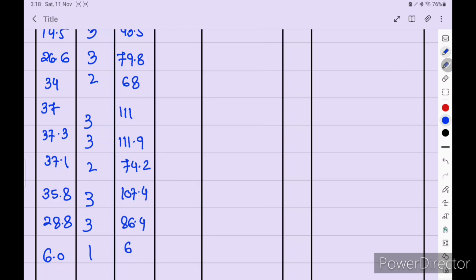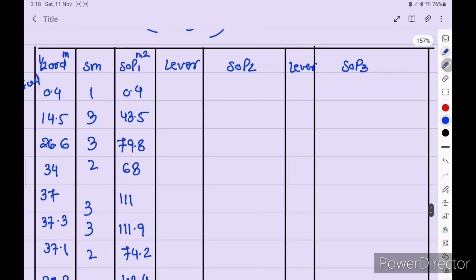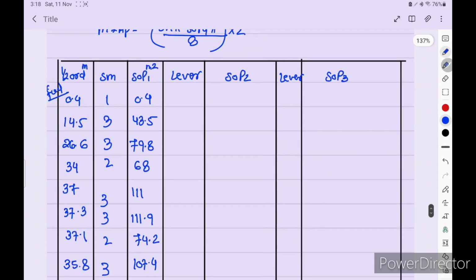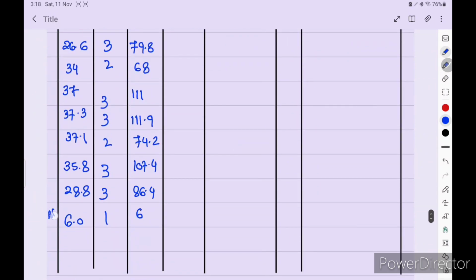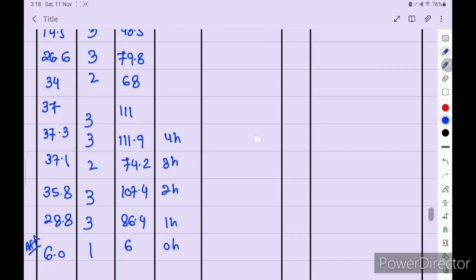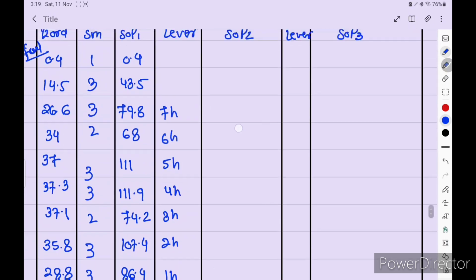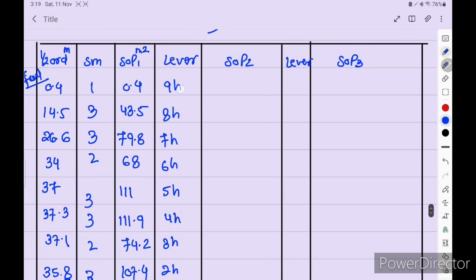Since the half ordinates are given from forward, we need the longitudinal with respect to aft perpendicular. So aft means it's coming forward here. This is forward and this is aft. So the lever will start from the aft, so we have to take from the aft: 0h, 1h, 2h, 3h, 4h, 5h, 6h, 7h, 8h and 9h.